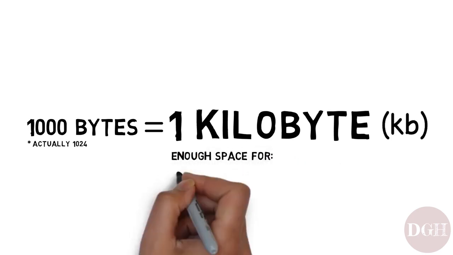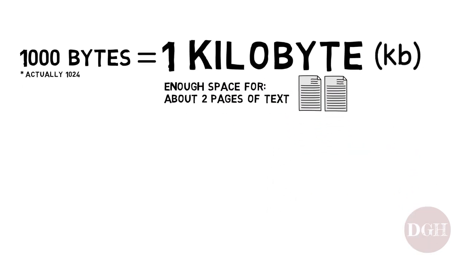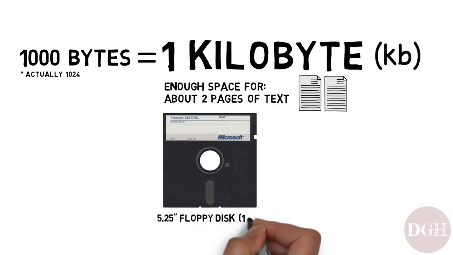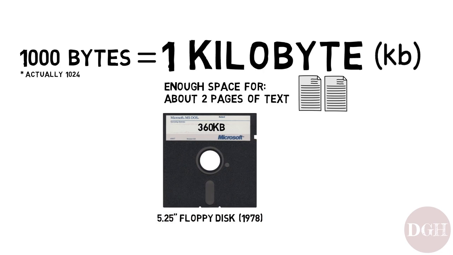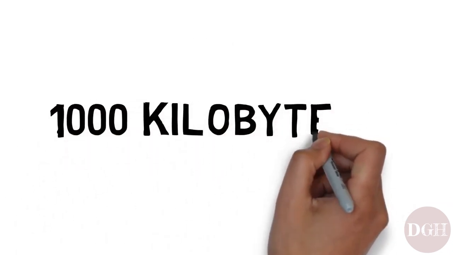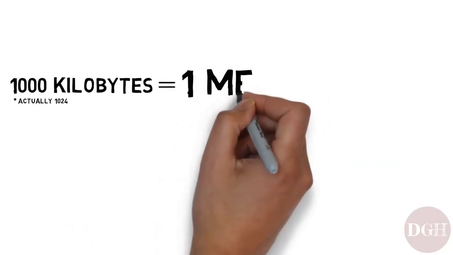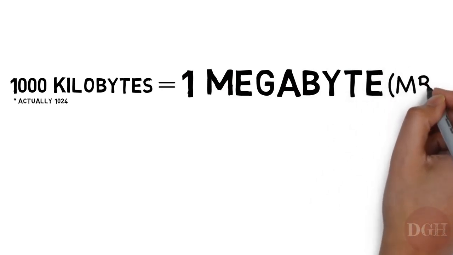1 kilobyte is enough space to hold about 2 pages of text. Back in the late 1970s and early 1980s, the 5 1/4 inch floppy disk was a popular storage option. It could hold 360 kilobytes of information. So now, what's it called if you have 1,000 kilobytes? It's called a megabyte, often abbreviated as capital MB.